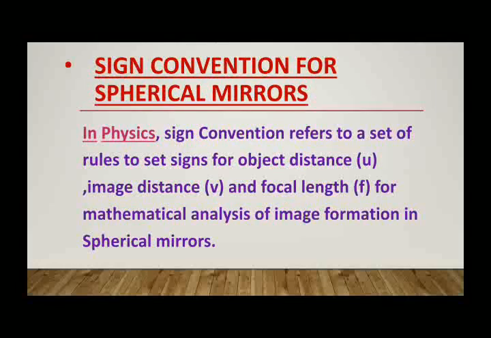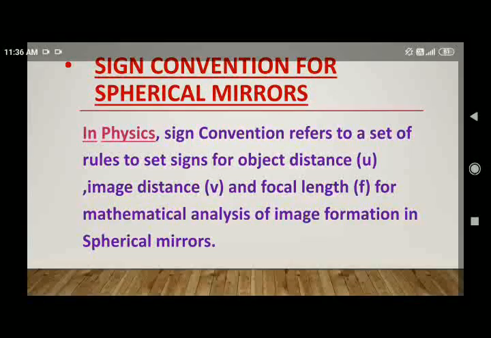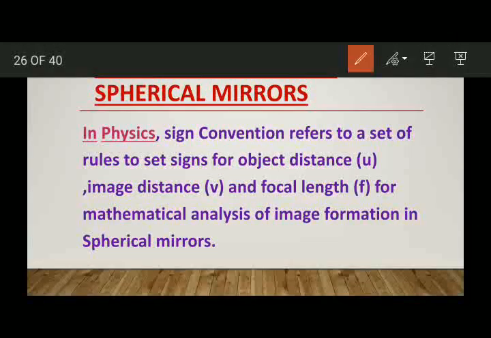So let us start with the sign convention for spherical mirrors. So what do you mean by sign convention? In physics, sign convention refers to a set of rules to set signs for object distance, image distance, and focal length for mathematical analysis of image formation in spherical mirrors.